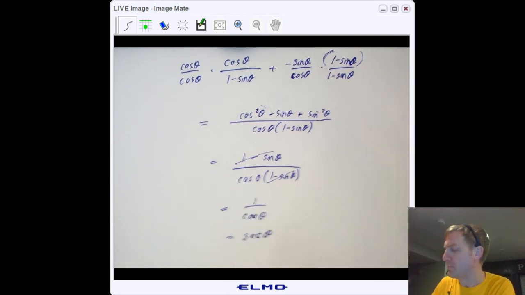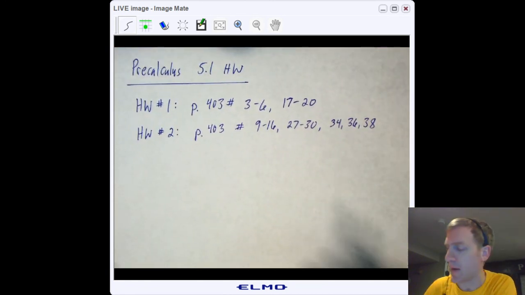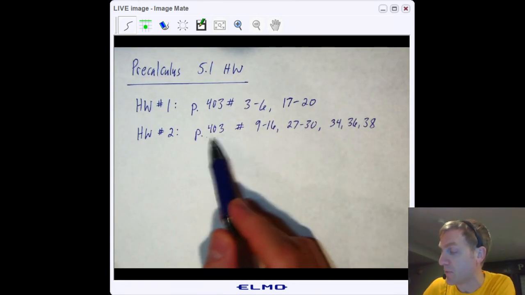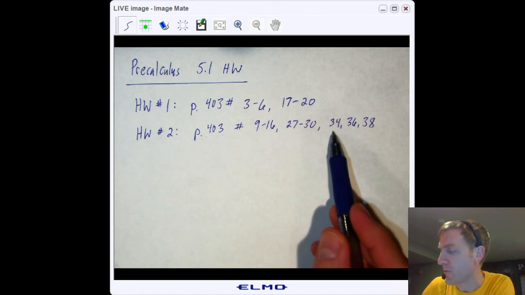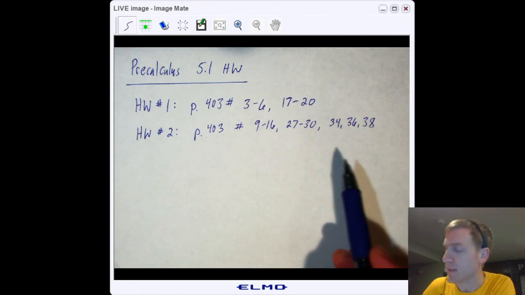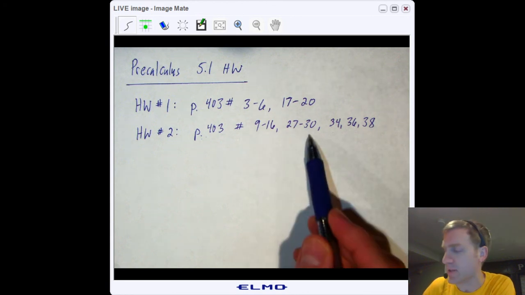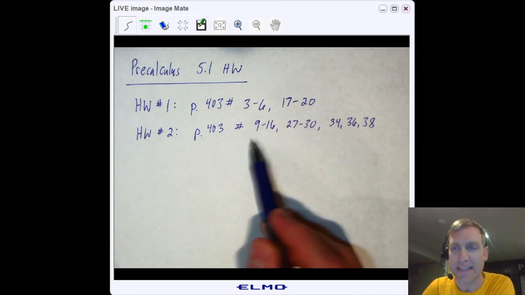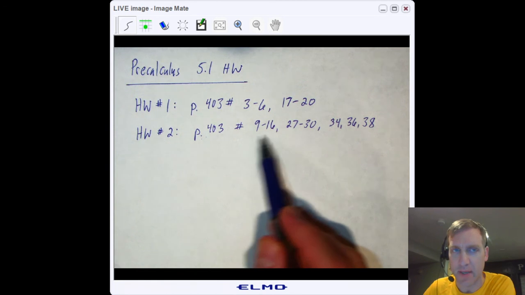Okay, so there's quite a few homework problems I want to give you over this, practicing simplifying expressions. Same also on page 403, 9 through 16, 27 through 30, and then 34, 36, 38. My suggestion is to do these in parts because this first section here is a little bit easier. These get more challenging. So I would try 9 through 16 first. Those are easier. Those usually take 1 or 2 steps, maybe 3 steps at the most. Those would be easier ones to do.